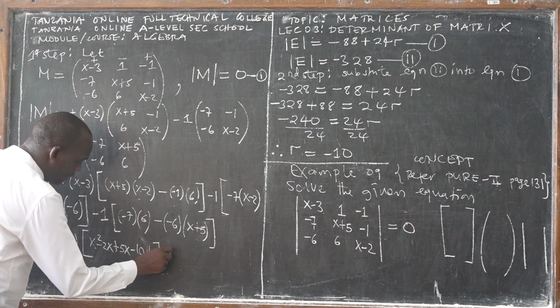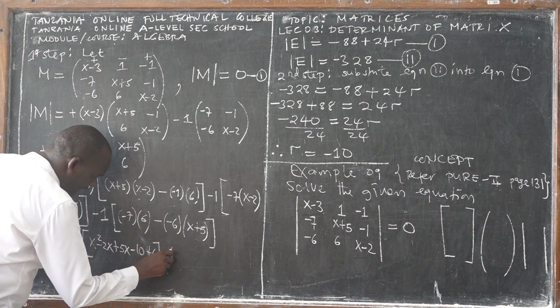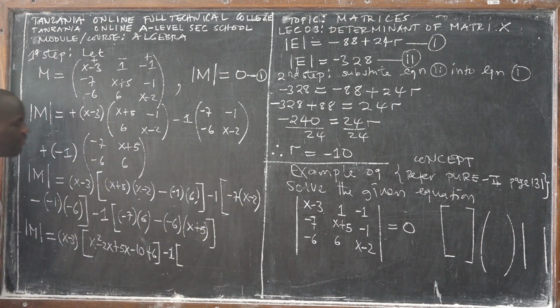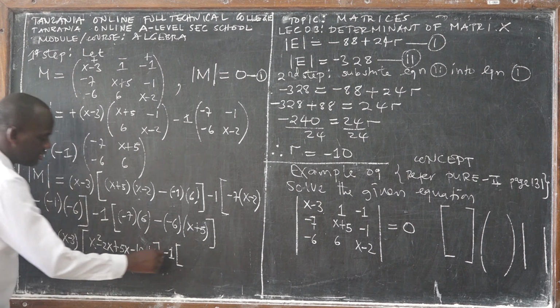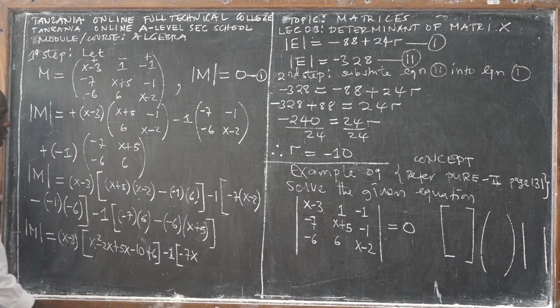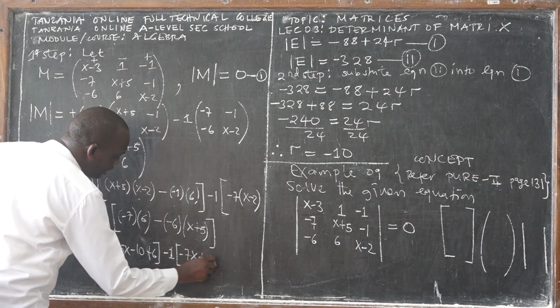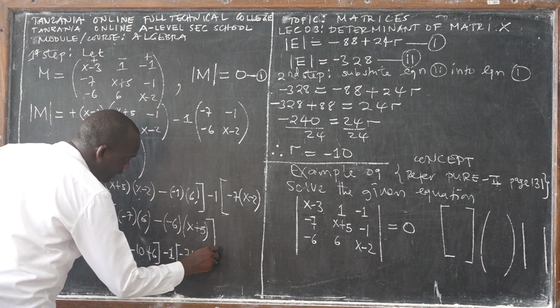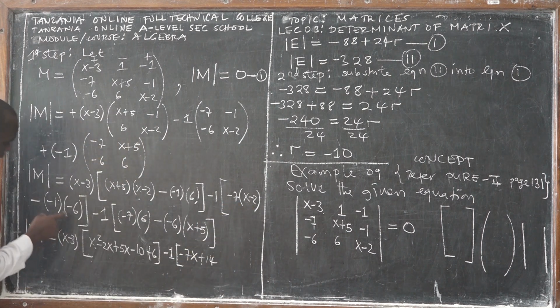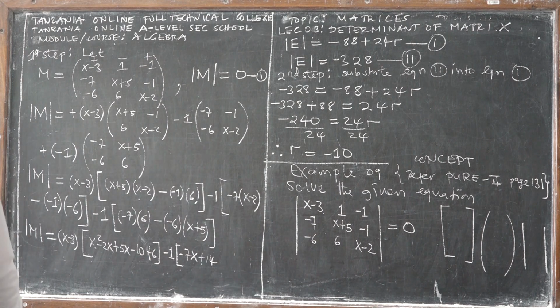You still have a long journey to go. Then negative 1. Then we have negative 7 times x, negative 7x. Negative 7 times negative 2, positive 14. Then negative 1 times negative 6.